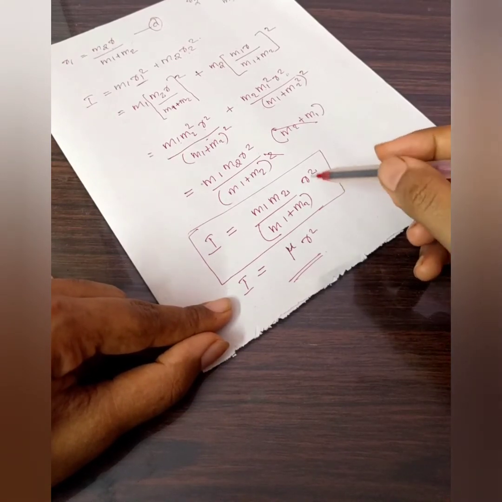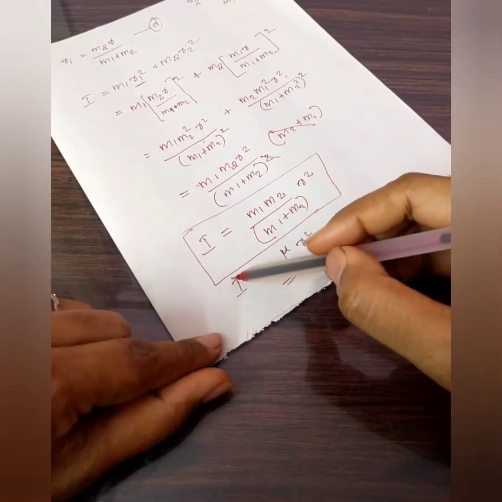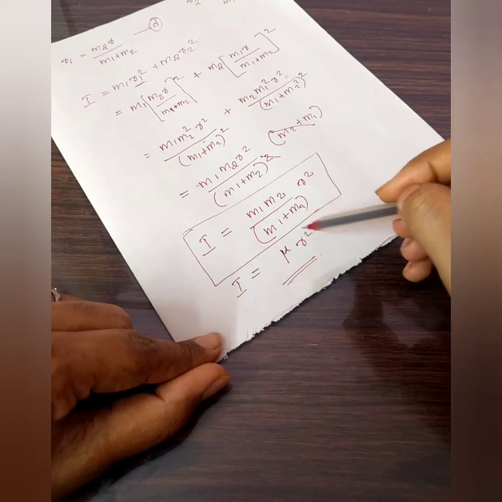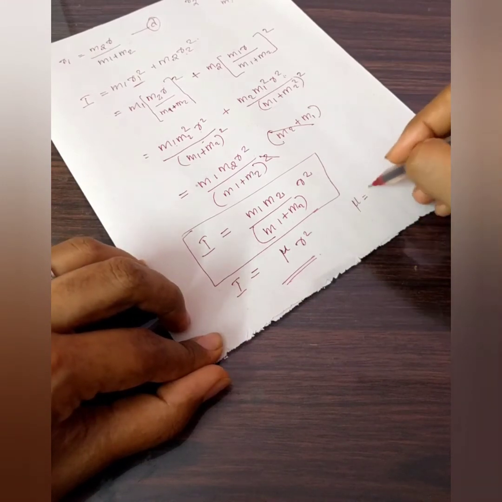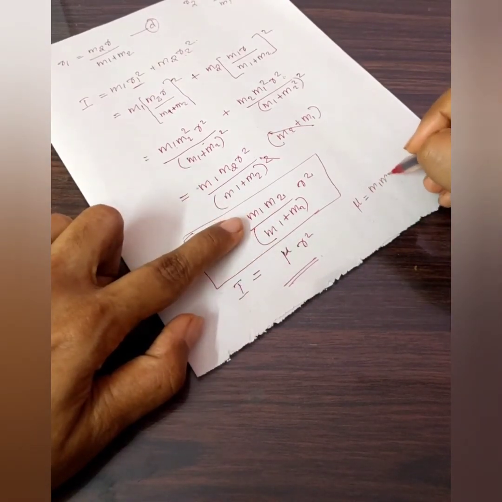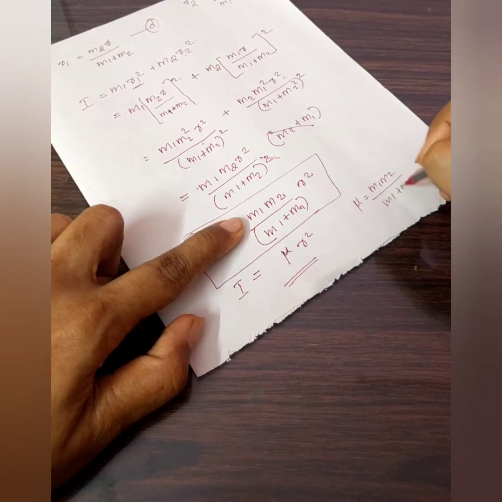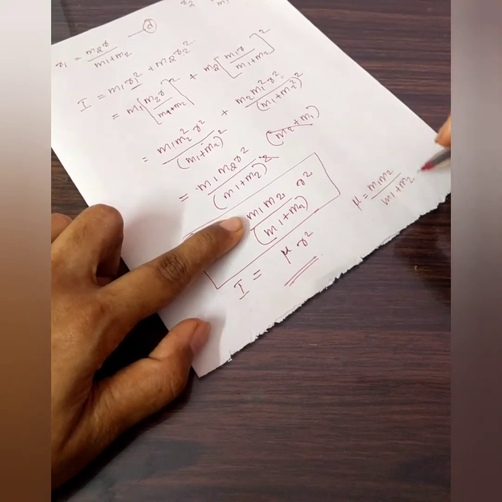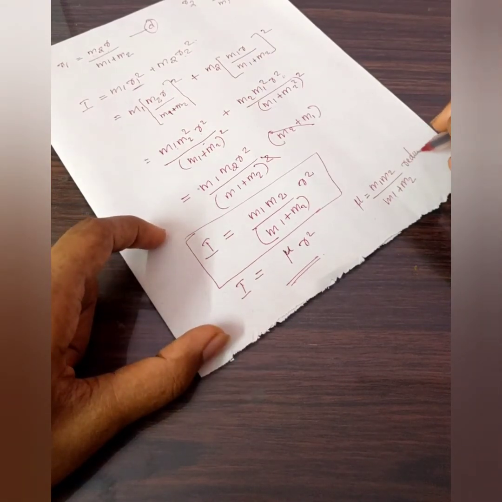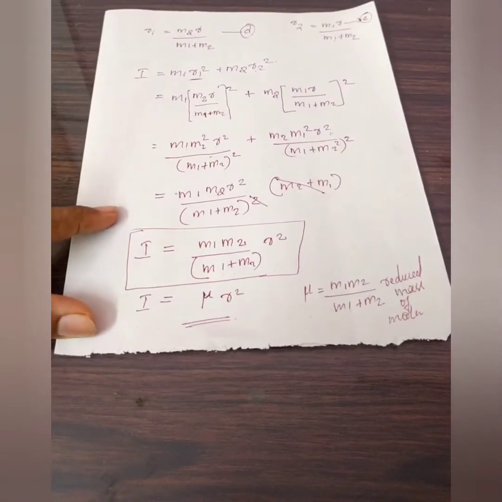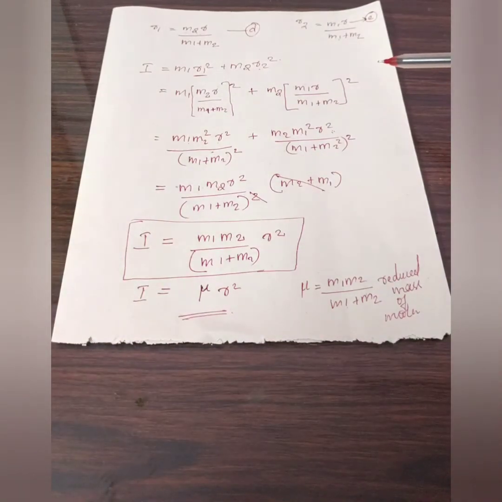So the expression of moment of inertia is now this one, I is equal to mu r square, where mu is equal to M1 M2 divided by M1 plus M2. This is known as the reduced mass of a molecule. So this is all about the expression for moment of inertia.